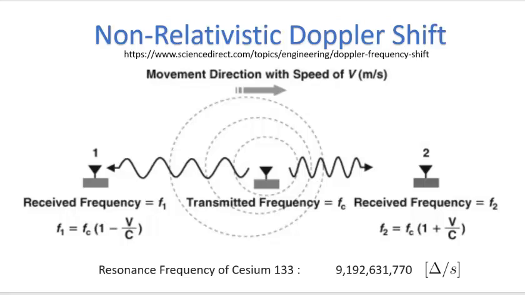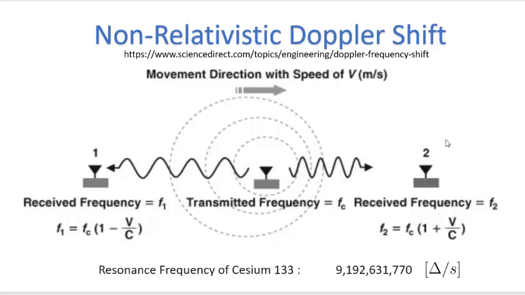But before we talk about the relativistic Doppler shift, we have to talk about the non-relativistic Doppler effect. Now this is depicted in this figure. What's depicted is a transmitted frequency. This is a transmitter in the middle here. This transmitter is moving in this direction with a velocity of v, with units of meters per second. So this guy is moving this way, okay?